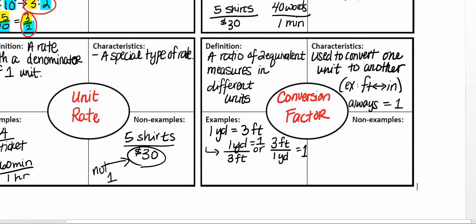Non-examples. A non-example would be just something that wouldn't equal 1. So maybe 24 inches to 1 foot, right? This is wrong. This is not equal to 1, right? This is not a conversion factor then, because we know that a foot has 12 inches in it.